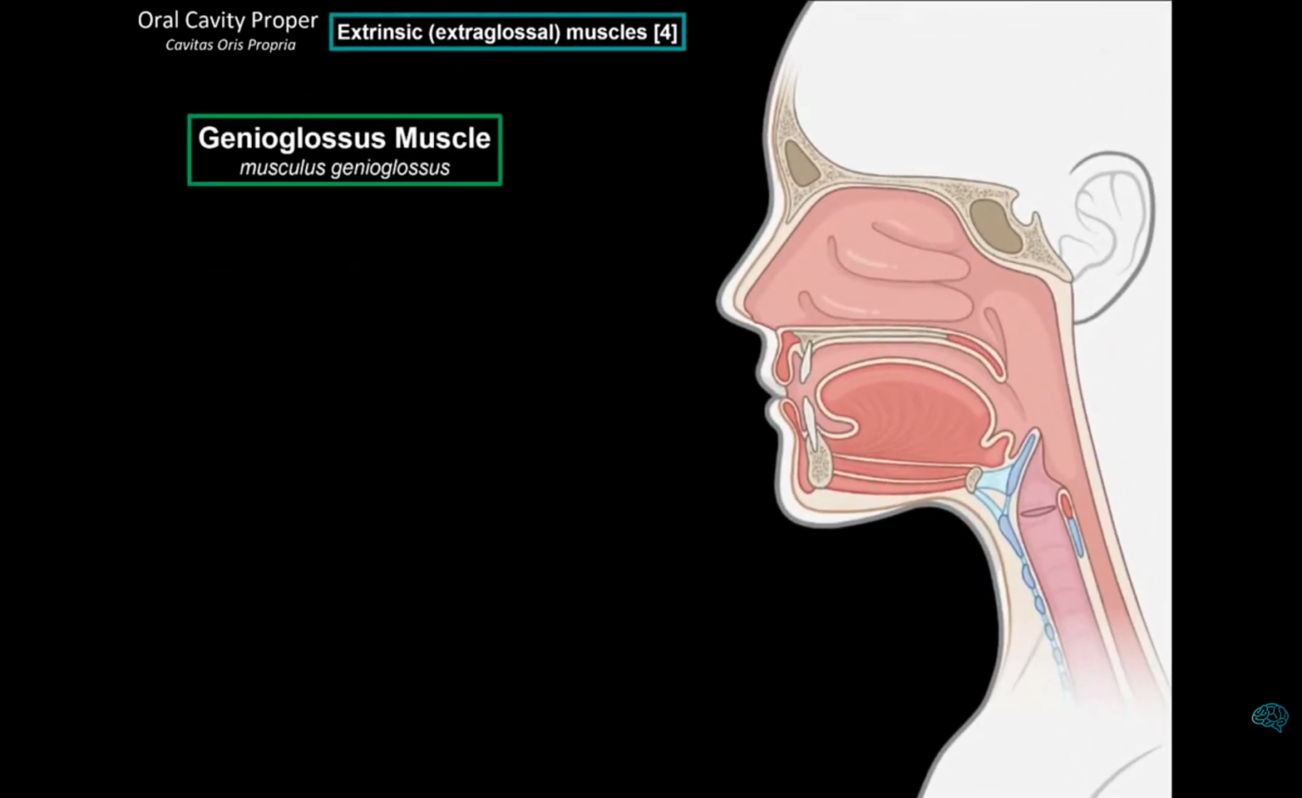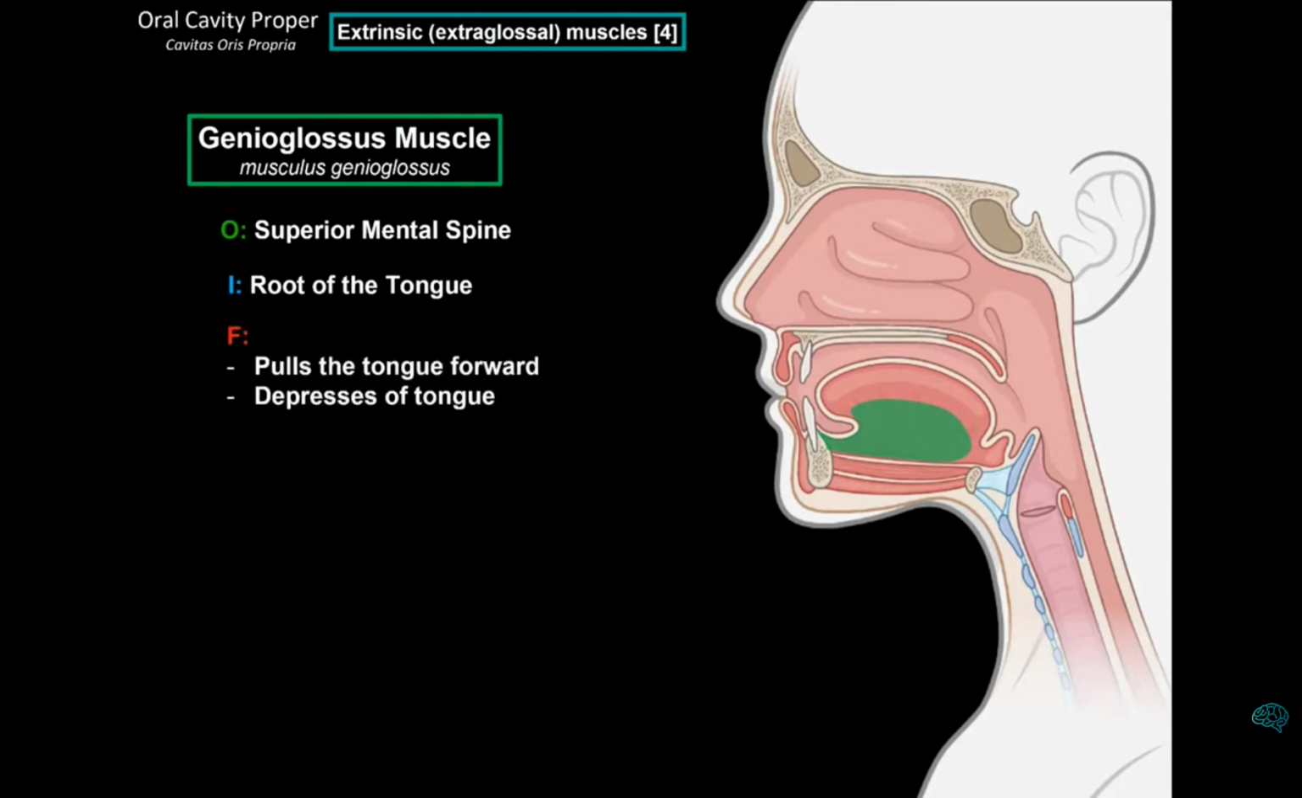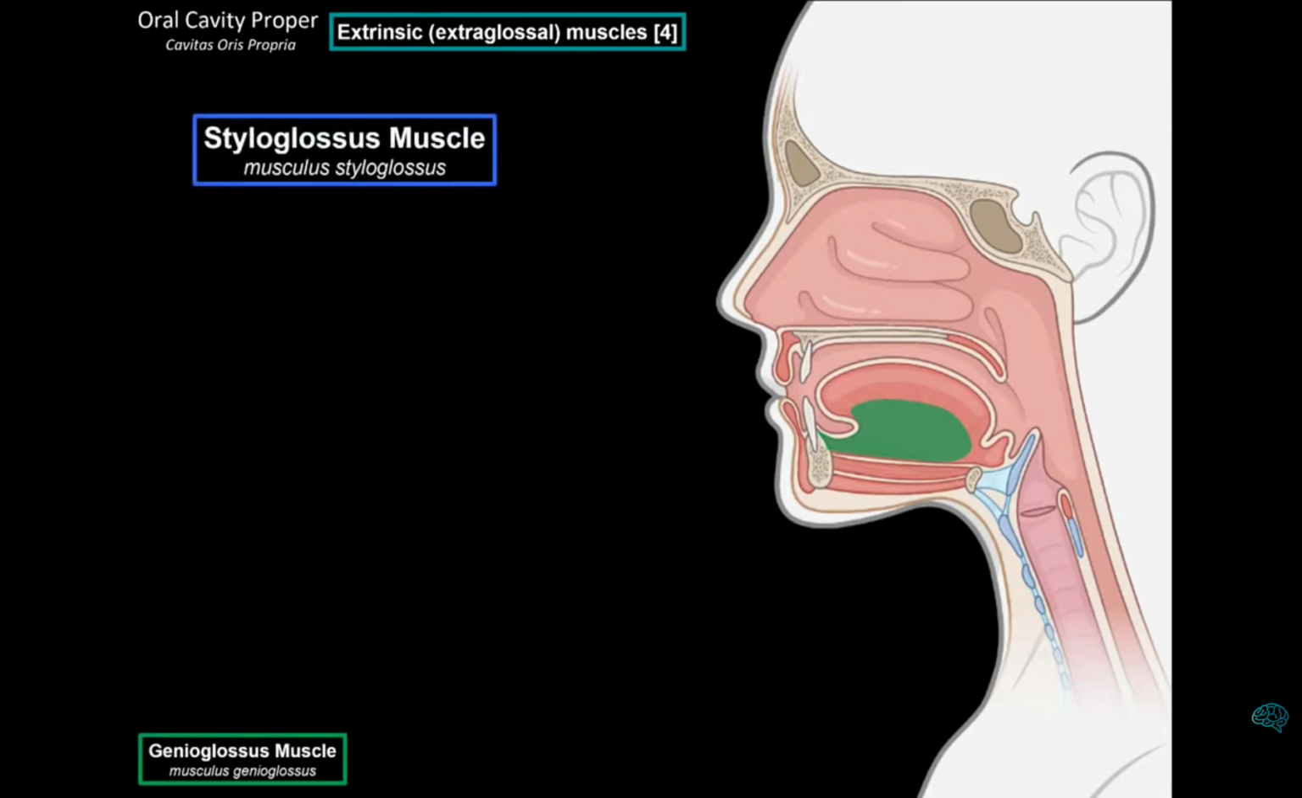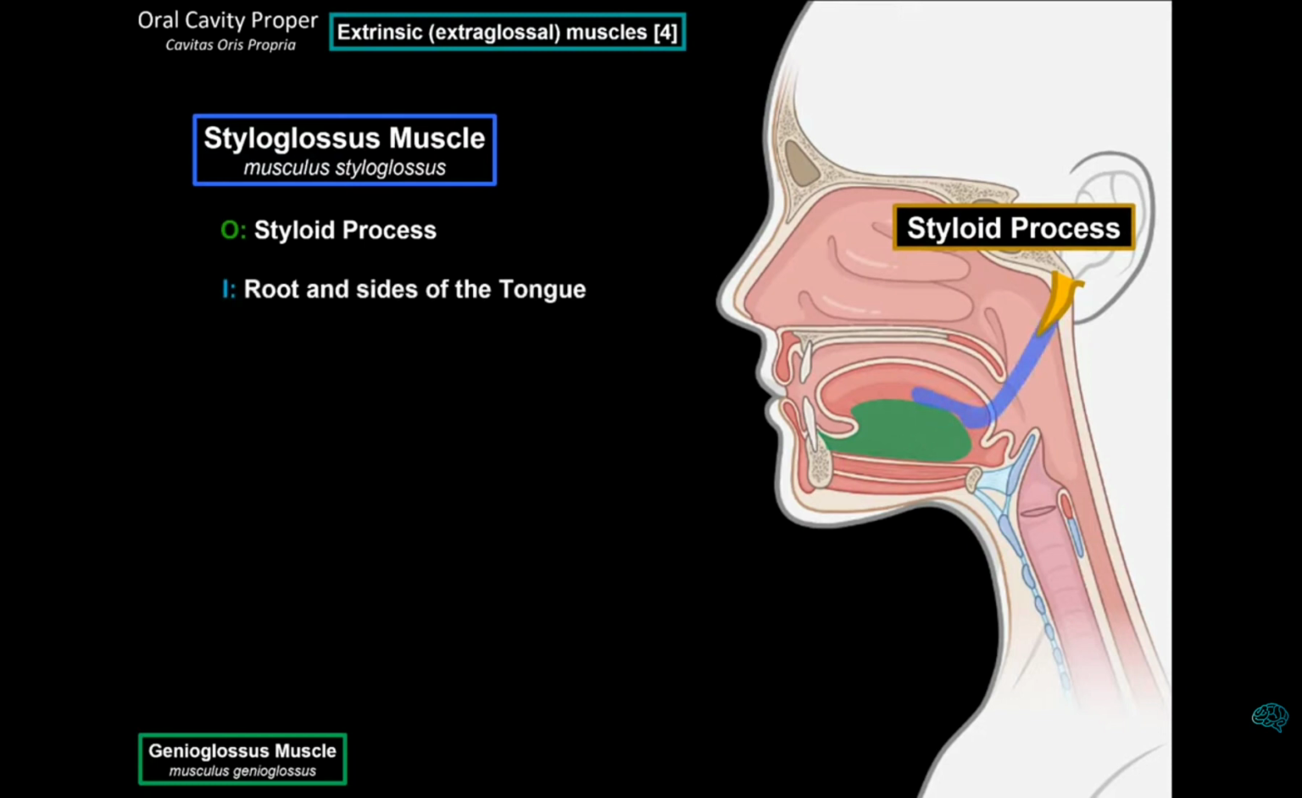The first muscle is called genioglossus muscle, which is this one. It originates from the upper mental spine of the mandible and inserts at the root of the tongue. And its function is to pull the tongue forward and depress the tongue. Then there's the styloglossus muscle. This muscle originates from the styloid process. So imagine for a second that the styloid process is here. So it goes from the styloid process and then inserts at the root of the tongue. And its function is to pull the tongue backwards as well as elevating the tongue.